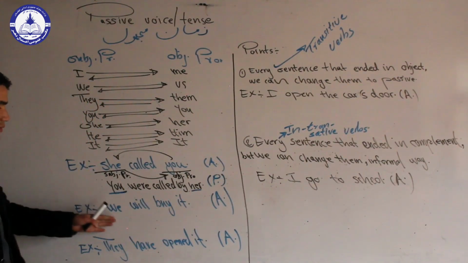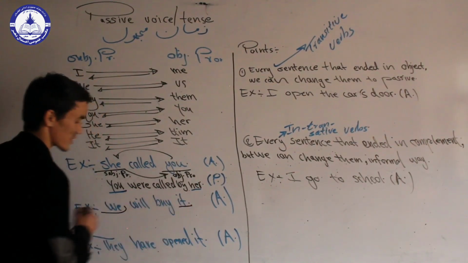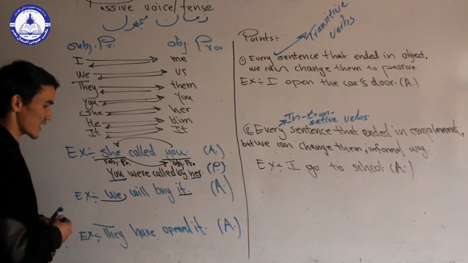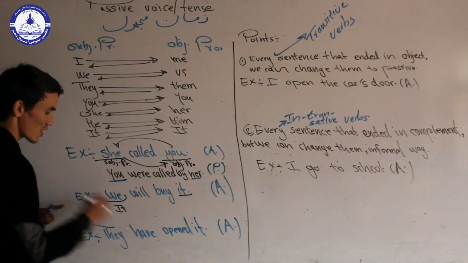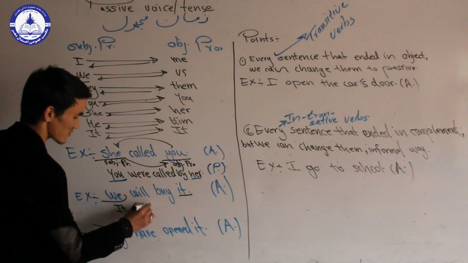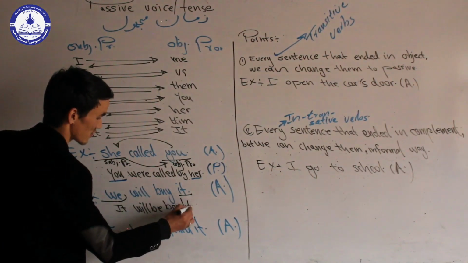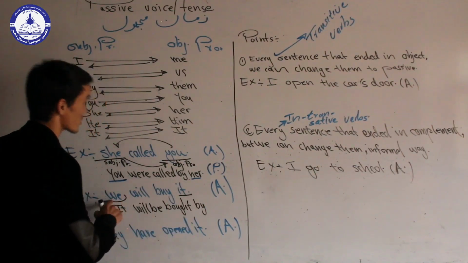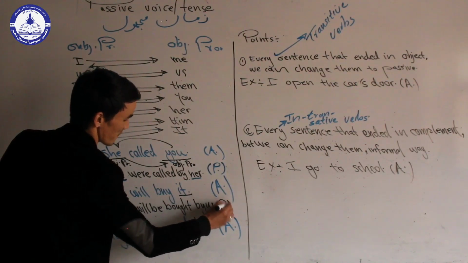Next example, we will buy it. See, "we" is a subject pronoun and "it" is an object pronoun. And we are going to change it. This is related to simple future tense. In future tense, I've told you, we use "be", therefore "will be" and "by". It will be bought by... we change what? We change to us. It is passive form.